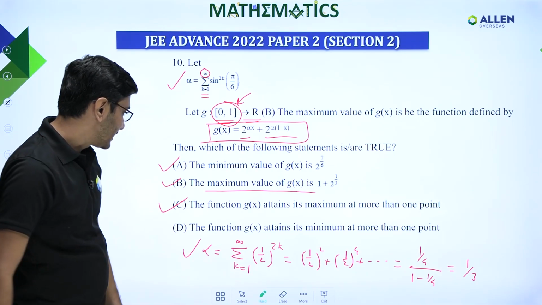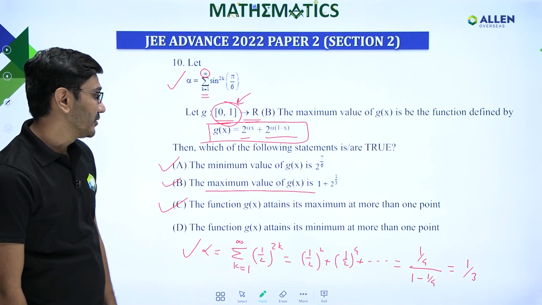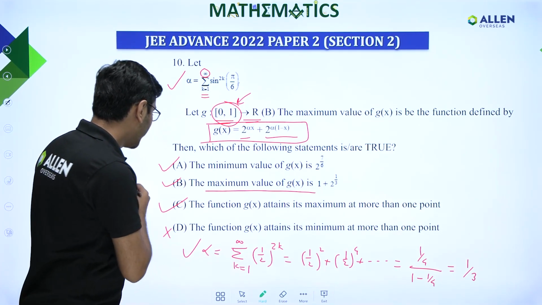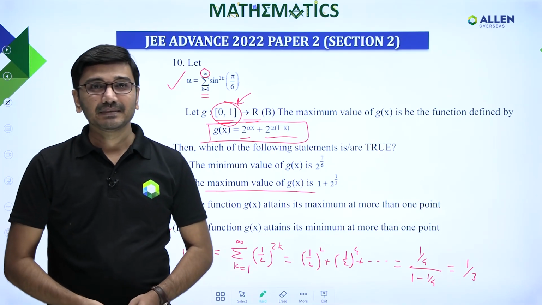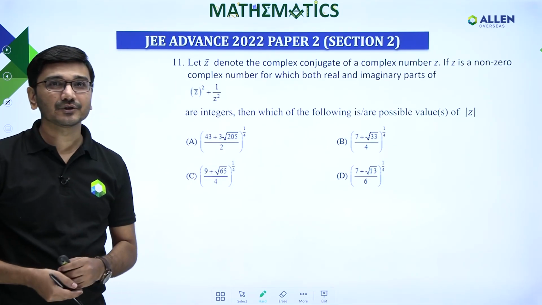What about the last option, the function g of x attains its minimum at more than 1 point? No, we are getting minimum only at 1 point, therefore, only the first three options A, B, C will be correct to this question. Well, have a look at this question number 11.